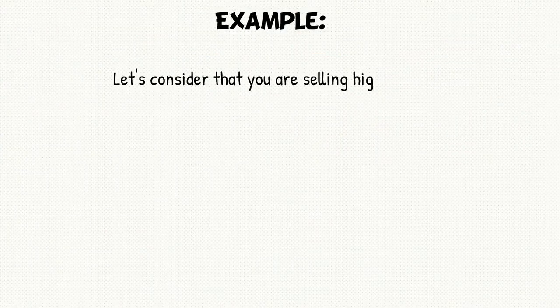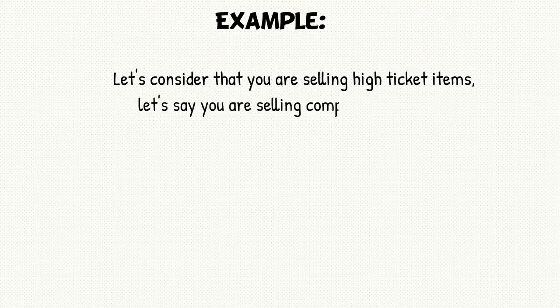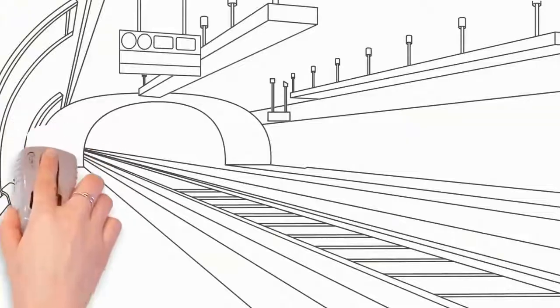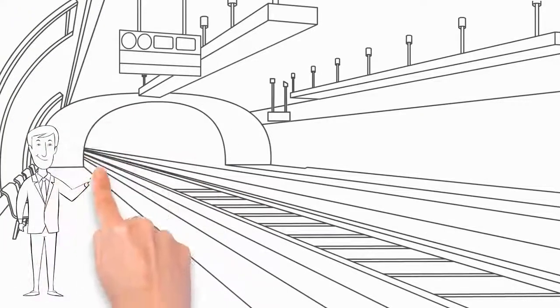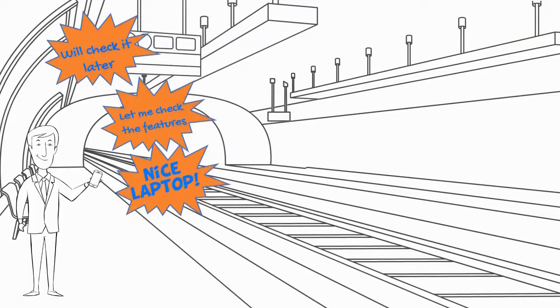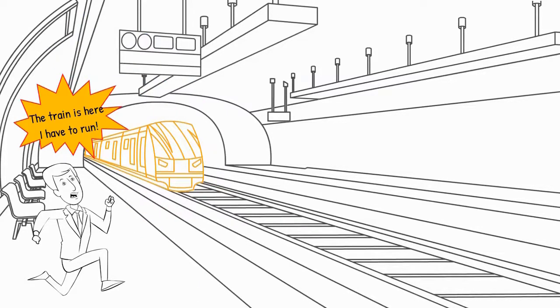Let's consider that you are selling high-ticket items. Let's say you are selling computers at $1,000. A person waiting for his train to arrive saw your ad on his mobile. He liked the PC you are selling, he clicked and went to the website. Most probably, he will not buy directly. He will think a bit, he will check out the features of the PC you are selling, and maybe, just maybe, he will add it to his cart. Then, he will close your website because the train came and it's time to leave.